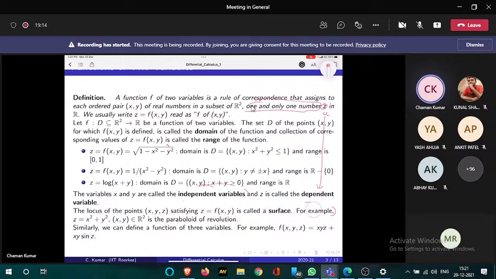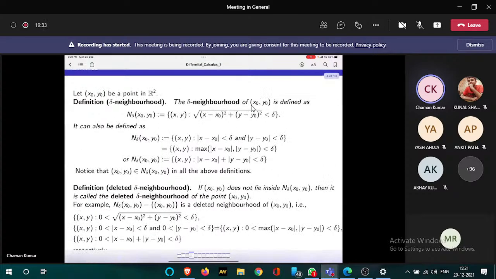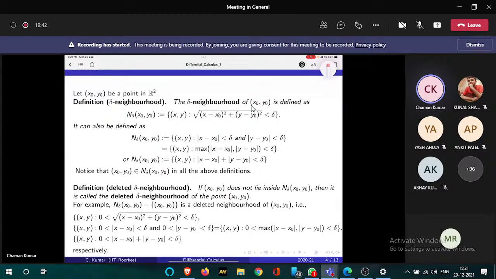Our primary focus in the discussion will be on functions of two variables, because if we understand everything related to functions of two variables, only some basic extension is needed to extend all these notions to functions of more than three variables. Now the next definition is the delta neighborhood.